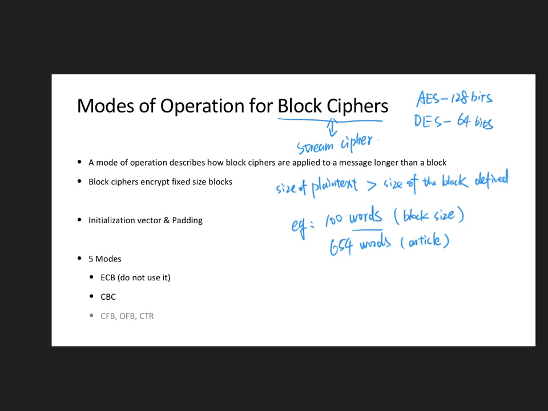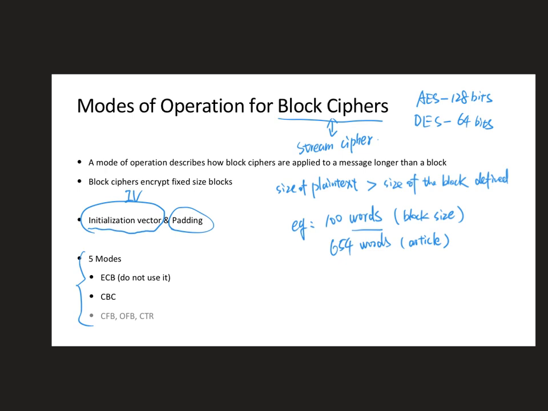So how do we cut the article and how do we pad the left 64 bits is the responsibility of the mode of operation. There are two very important concepts: one is the initialization vector, called IV, and the other one is padding. We will describe them later in a real example. And these are the common modes, the different cipher modes.